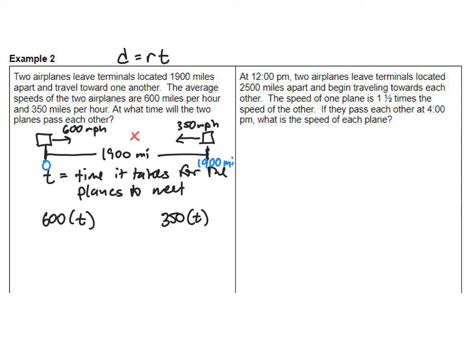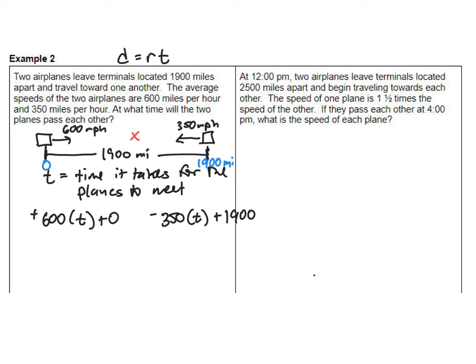So for this first part, this plane is traveling at 600 miles per hour for a certain time, and it starts at 0. The second plane is traveling at a speed of 350 miles per hour over a certain time, but it's starting 1,900 miles away from the other one, so I'm going to add 1,900 to that value. There's one other thing to take into account. One plane is traveling to the right, one plane is traveling to the left. To distinguish between right and left, I'm going to leave this 600 miles per hour as a positive, but change this 350 miles per hour to a negative.